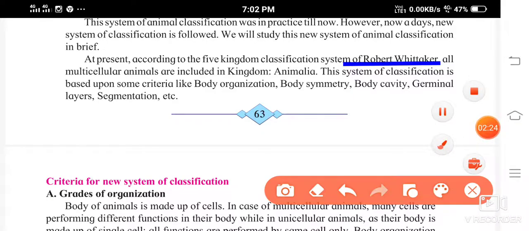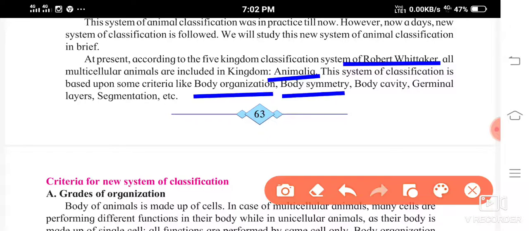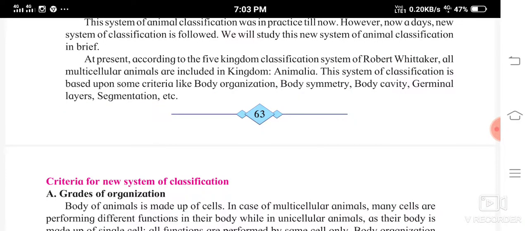This system of classification, in which all the multicellular animals are included in kingdom Animalia, is based on some criteria like body organization, body symmetry, body cavity, germinal layers, segmentation, etc. Which criteria? Body organization, body symmetry, body cavity, germinal layers, and segmentation, etc.